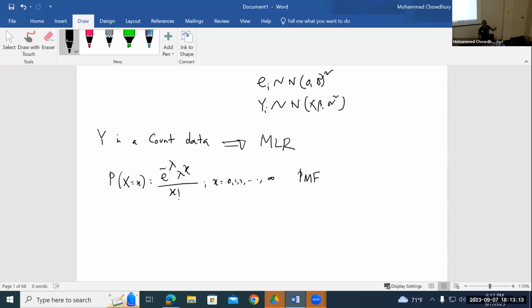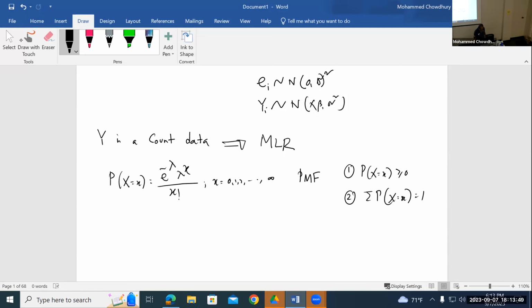Okay. So what is the condition for a function to be a probability mass function? It must satisfy two characteristics. Number one, the function itself is always greater than or equal to 0. Number two, the sum of the probability function equals 1. Okay. These are the two characteristics. If any function satisfies these two characteristics, we can call it either a probability mass function or a probability density function. Density function is for a continuous variable. Mass function is for a discrete variable. Okay. So this is a Poisson.